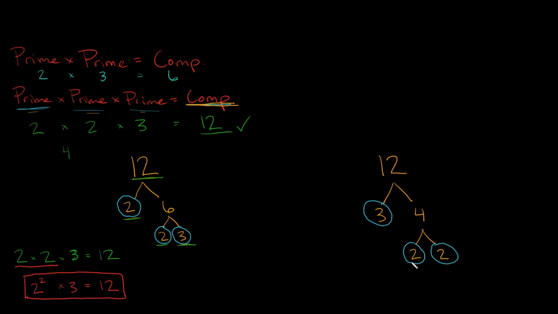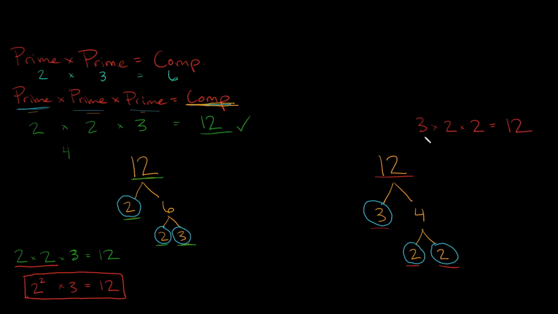Okay, so now I don't have any composite numbers left. I broke everything down, so I'm done. So what are my prime factors here? I have a 3, I have a 2, and another 2. So let's multiply those out. So I have a 3 times a 2 times another 2. And that's supposed to equal our composite number that we started with, right?